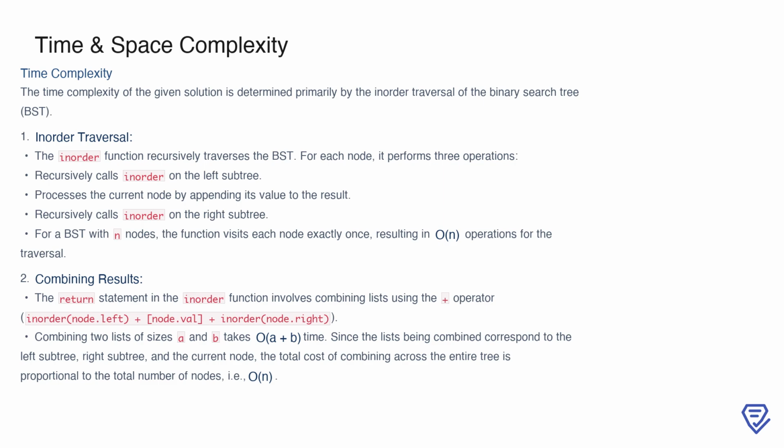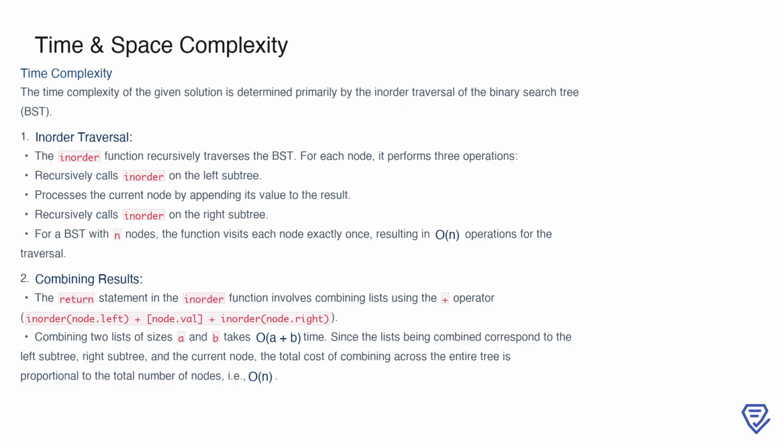The inorder function is a recursive function that processes each node in the tree exactly once. For each node, it performs 3 operations. It recursively traverses the left subtree, appends the value of the current node to the result, and then recursively traverses the right subtree. Since each node in the tree is visited once, the overall traversal involves n operations, where n is the number of nodes in the tree.